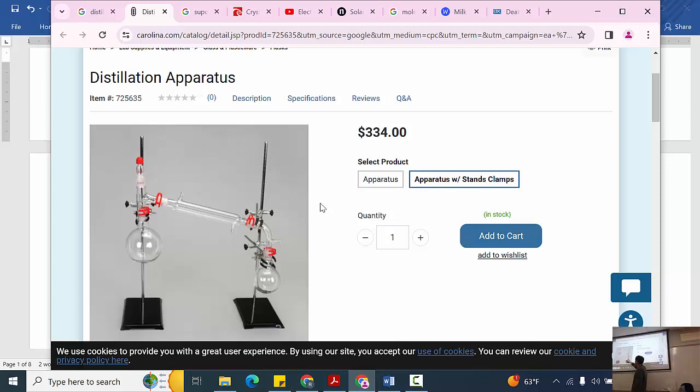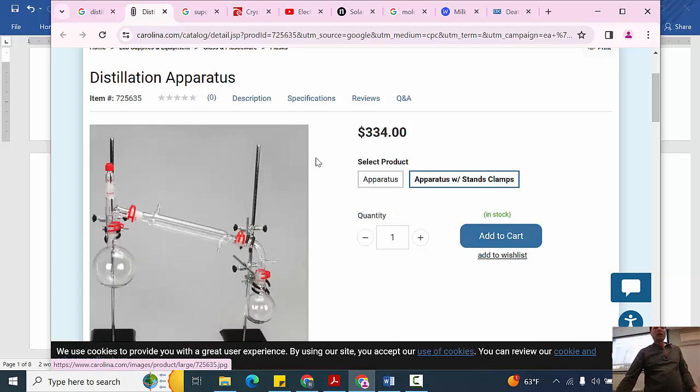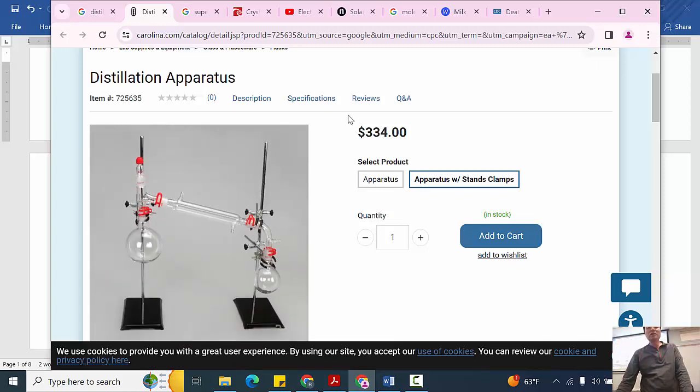So we'll collect the water here. The less volatile components will remain in this. This is a round bottom flask. So don't break these. These are quite expensive. So we don't have distilled water. Distilled water is expensive. It's expensive because it costs a lot of energy to boil the water.